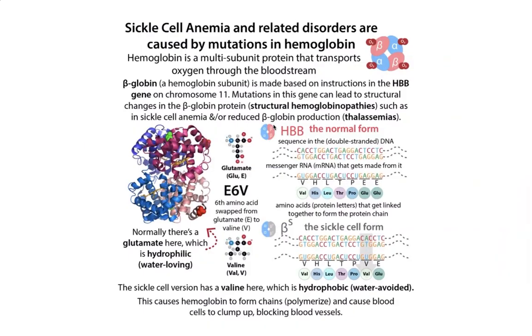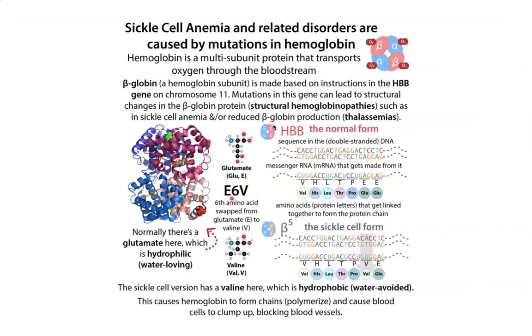Speaking of anemia, sickle cell anemia. This is a disease caused by a mutation in the hemoglobin protein, and it's this E6V mutation. So what does E6V tell us? Remember how we talk about mutation? It's going to tell us that the 6th amino acid in the hemoglobin chain is swapped from a glutamate to a valine. Now, what do we know about these amino acids?